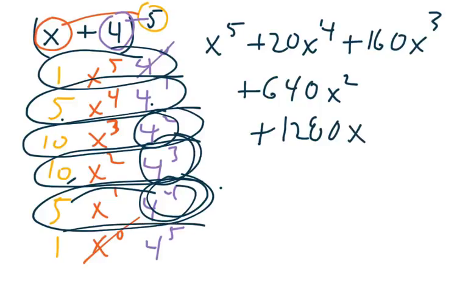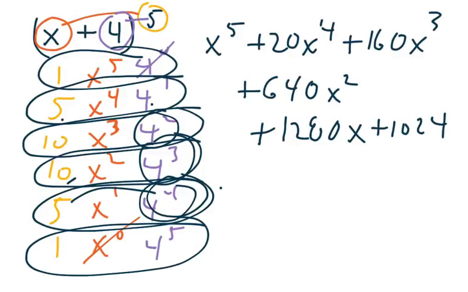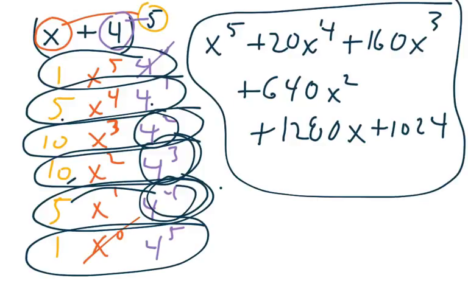And then finally, the last term will have just simply 4 to the 5 power. And 4 to the 5 power is 1024. And guys, that is how you use Pascal's triangle to do binomial theorem.